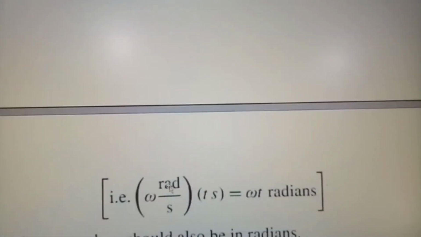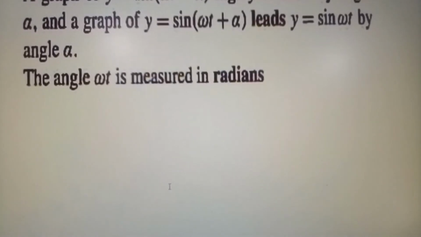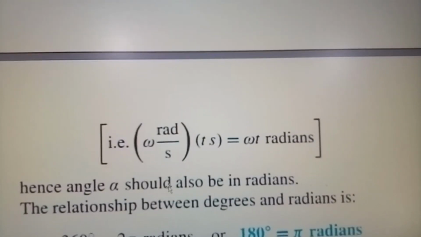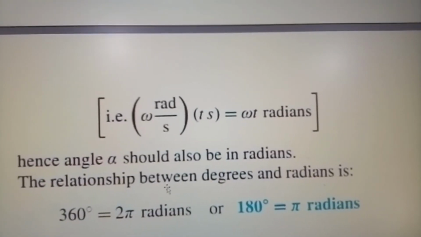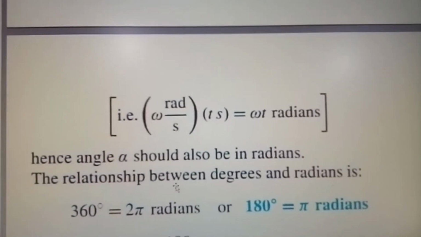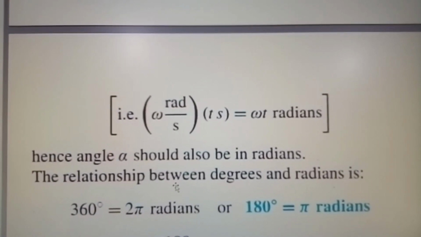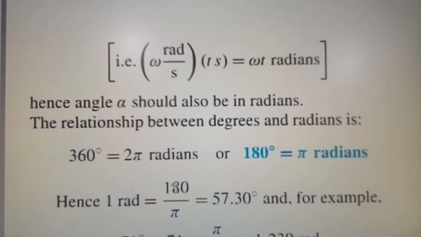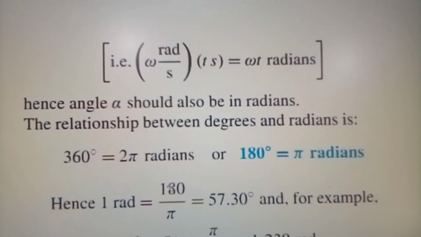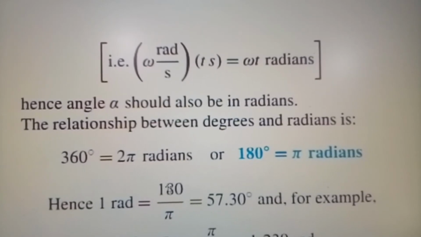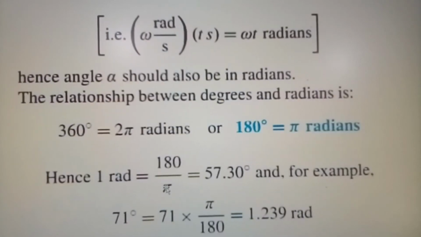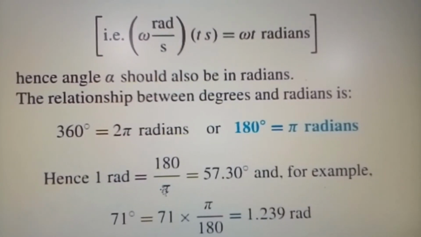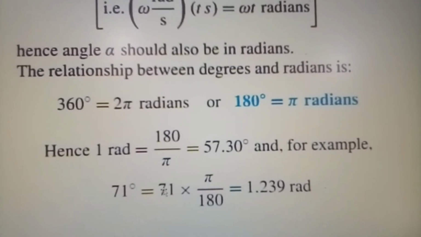Now, please note the angle omega t is measured in radians, i.e. rads per second times seconds equals omega t radians. Hence, delta should also be in radians. The relationship between degrees and radians is 360.